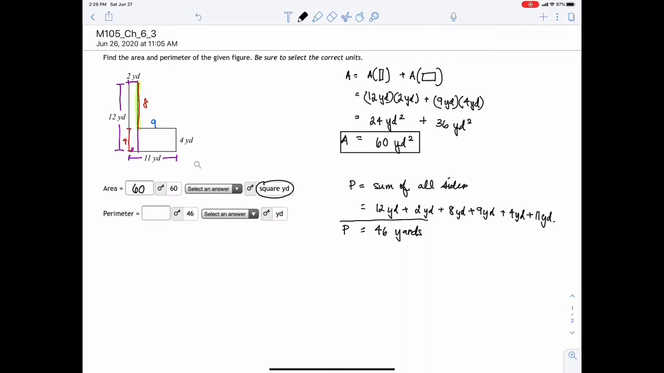So that's the perimeter. And recall the perimeter has the same units as the original figure, whereas for area, because we're multiplying yards and yards, we get the square yards. The multiplication operation still applies.